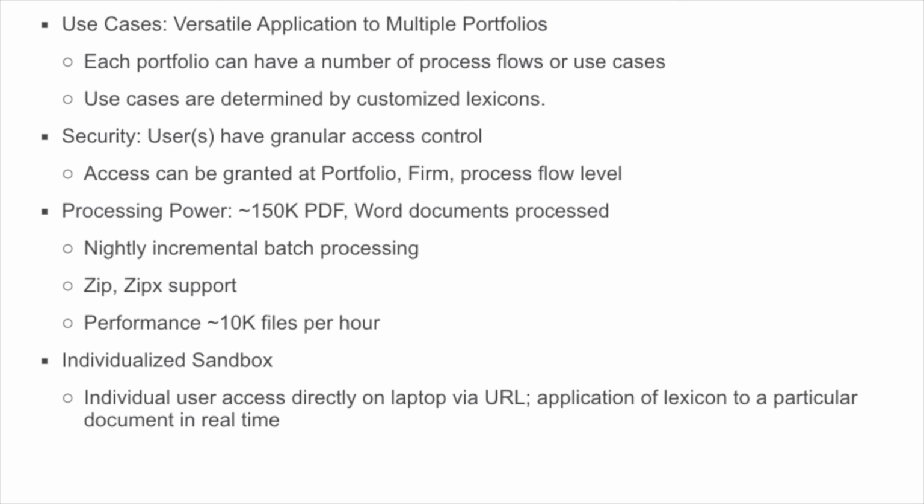LEX was also built to be able to process large numbers of documents in batches. It has processed around 150,000 PDF and Word documents in nightly incremental batch processing. It is also able to process around 10,000 files per hour and can also process zip files.